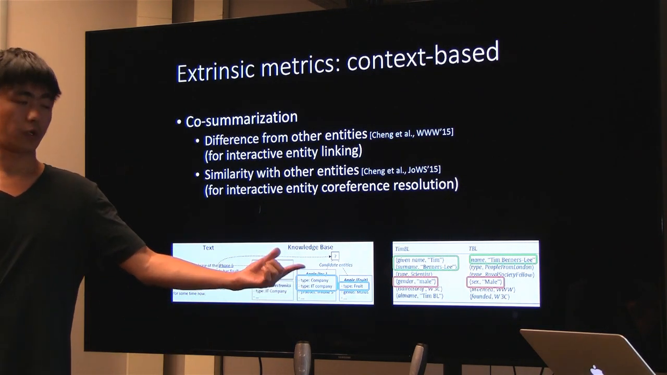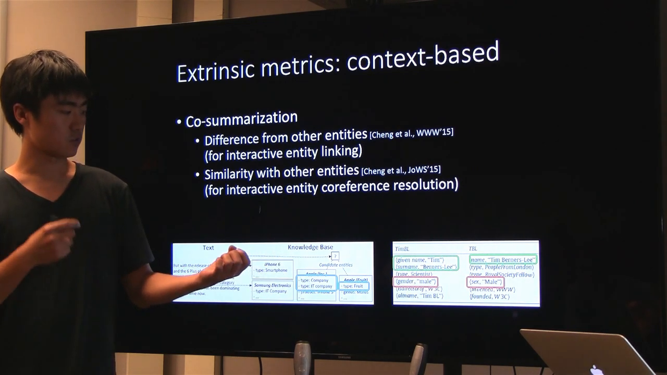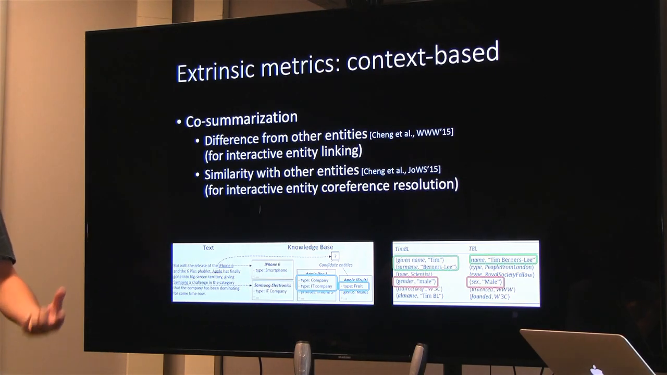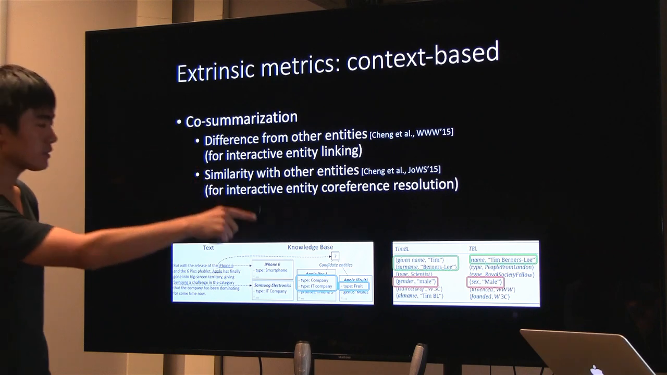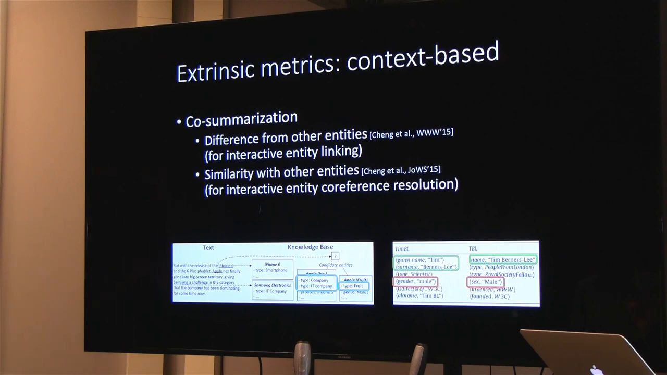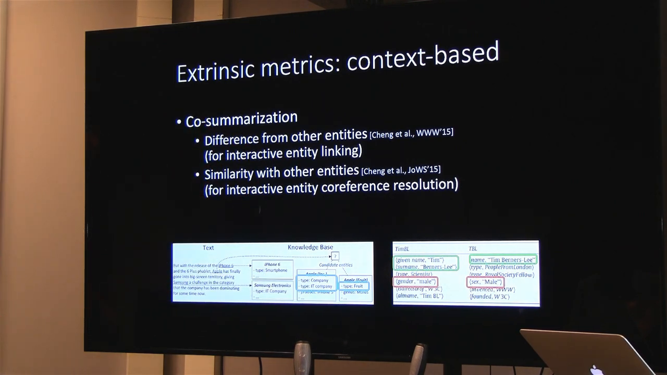And that's what we call co-summarization, because we actually want to summarize the descriptions of two entities at the same time, not just one single entity. In this case, in the summaries, we can show some similarity between two entities and also some differences between entities, for example, some different values of the same property, in order to help users more quickly make a decision. That's co-summarization. It's an application scenario.